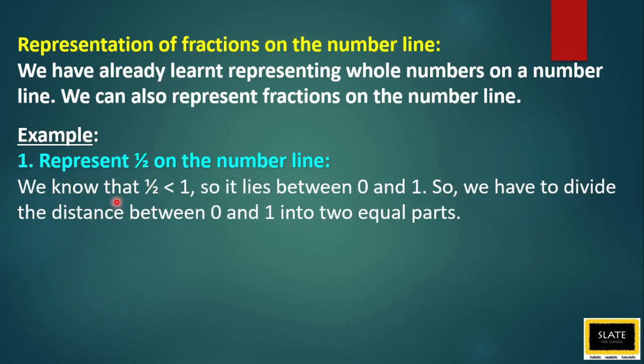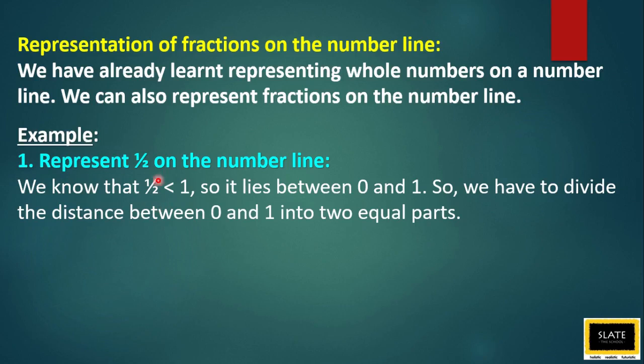We know that 1 by 2 is less than 1. Why? Because it is a proper fraction. So it lies between 0 and 1. So we have to divide the distance between 0 and 1 into two equal parts. On the number line, since it lies between 0 and 1, what is the denominator here? 2. Denominator is 2.